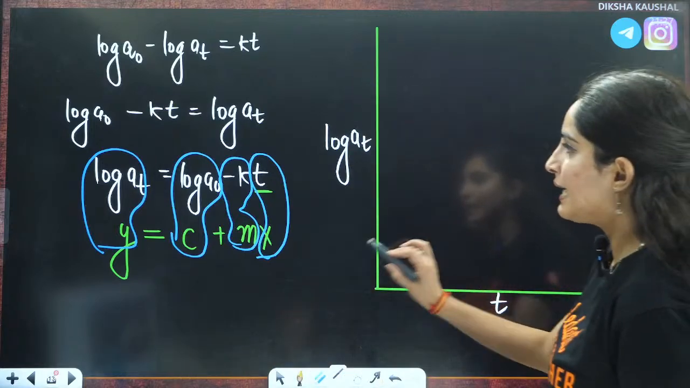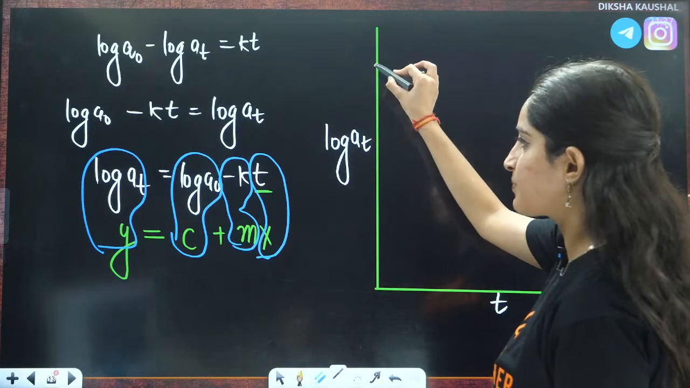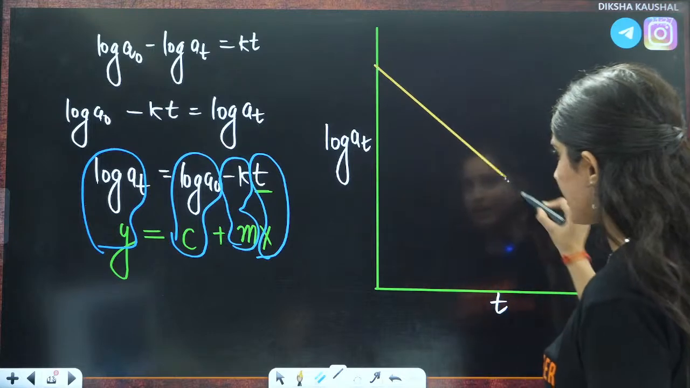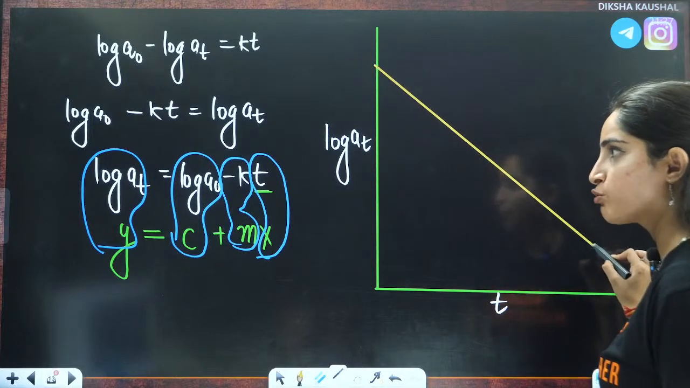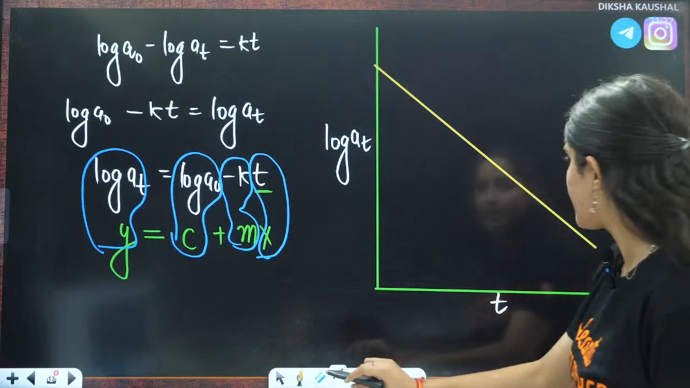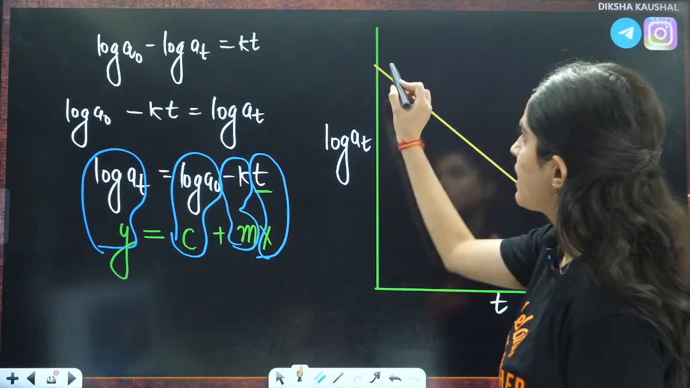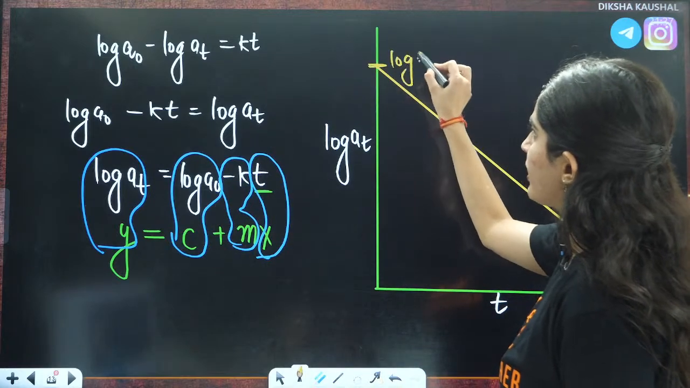So here, intercept is A0, right? Slope is negative, that means it goes downward. Intercept is what? Intercept is log of A0.